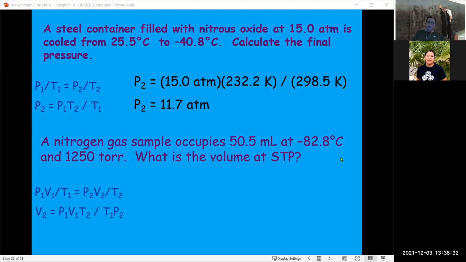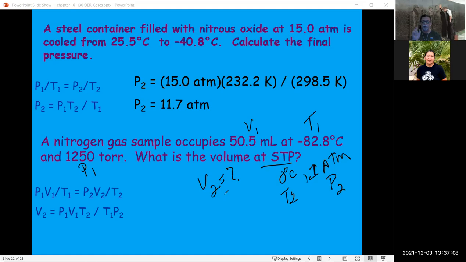Here we can utilize the combined gas law because we're given all the variables that we need. We're given V1, T1, and P1. Standard temperature and pressure is 0 degrees and 1 atmosphere, so we're given T2 and P2, and we're looking for V2.